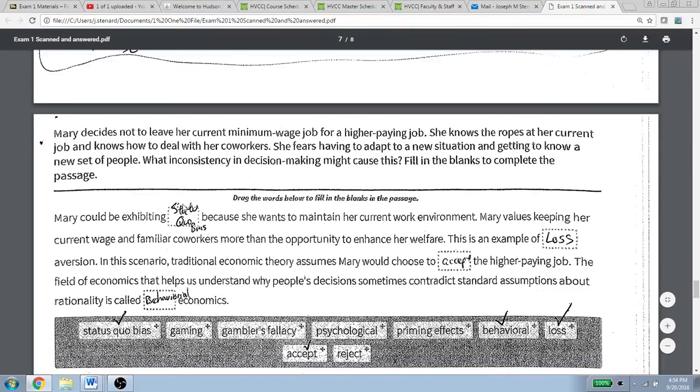Mary could be exhibiting status quo bias because she wants to maintain her current work environment. Mary values keeping her current wage and familiar coworkers more than the opportunity to enhance her welfare. This is an example of loss aversion. In this scenario, traditional economic theory assumes Mary would choose to accept the higher paying job. The field of economics that helps us understand why people's decisions sometimes contradict standard assumptions about rationality is called behavioral economics.